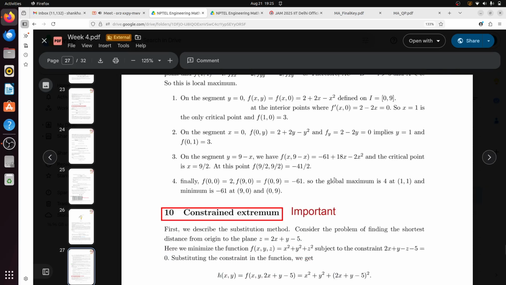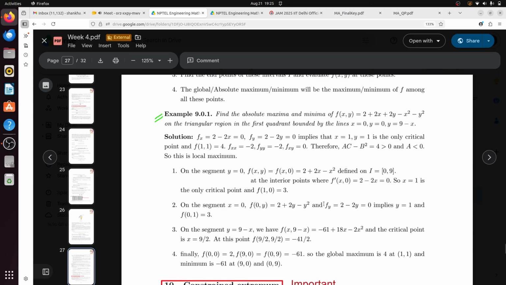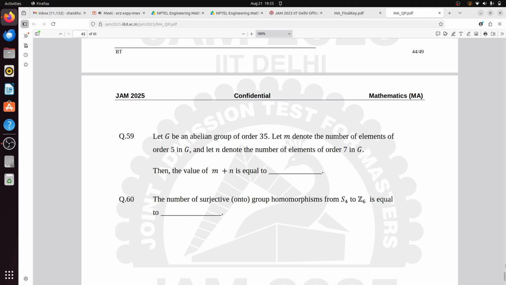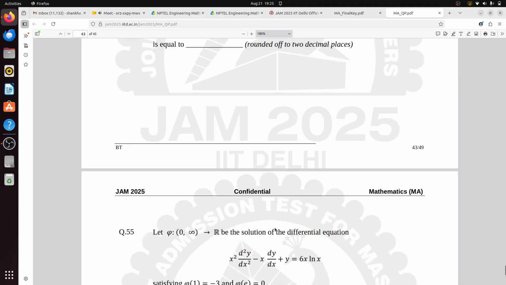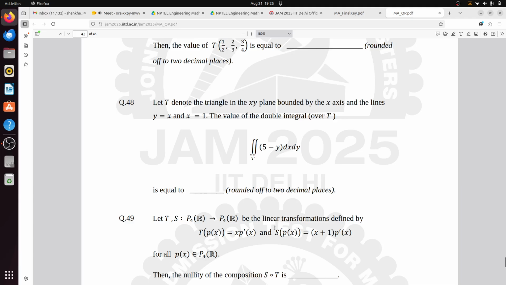Next, let's discuss some problems from the JAM paper on maxima and minima.